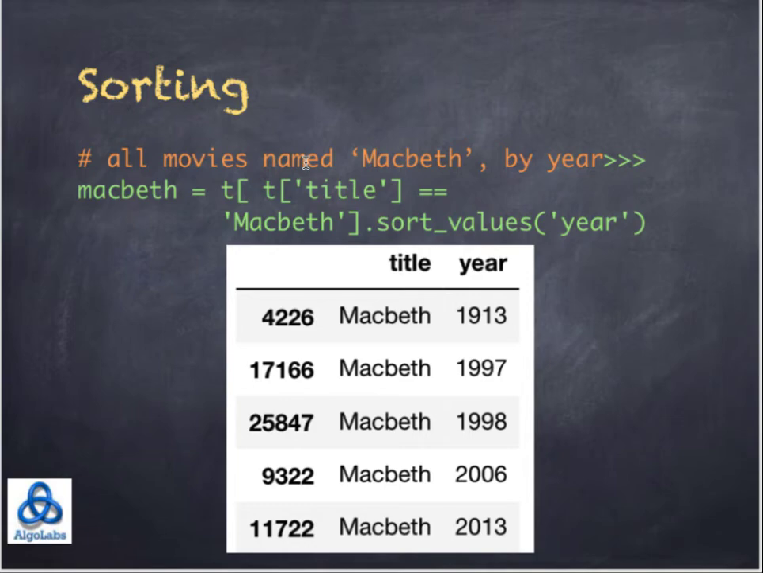We can also sort these things. So for instance, if we say that the title should be Macbeth, we get a subset of rows which meet that criterion. Then we can say within this subset, I want them ordered by the value of year. So the sort values function sorts by the values of the given column name. So in this way, we can manipulate a table by extracting selectively rows and columns according to a criterion and then rearranging them according to some sorting criterion.